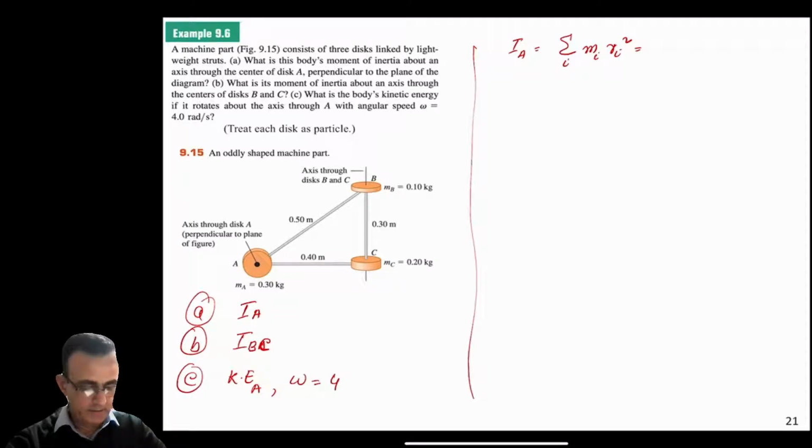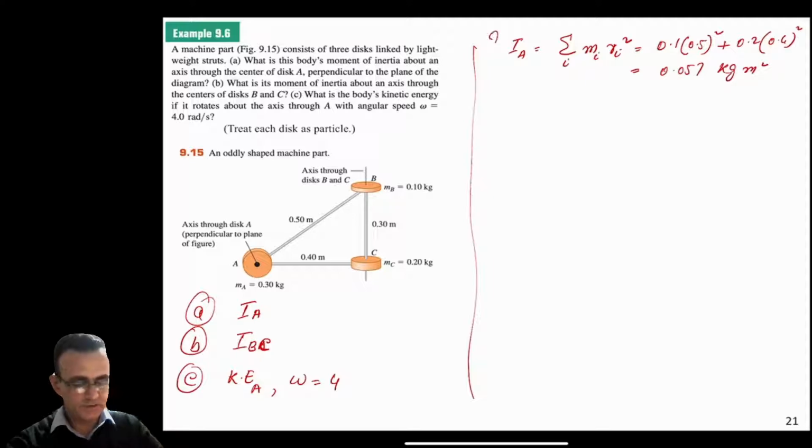So if we take m_B here, which is 0.1, and its distance, which is 0.5, squared. And similarly for m_C, the mass is 0.2 and the distance is 0.4, squared. This will provide us with 0.057 kilogram meter square. This was our part A.